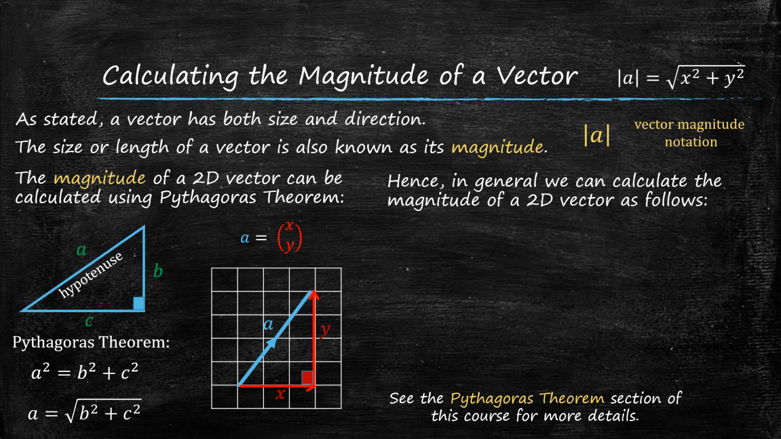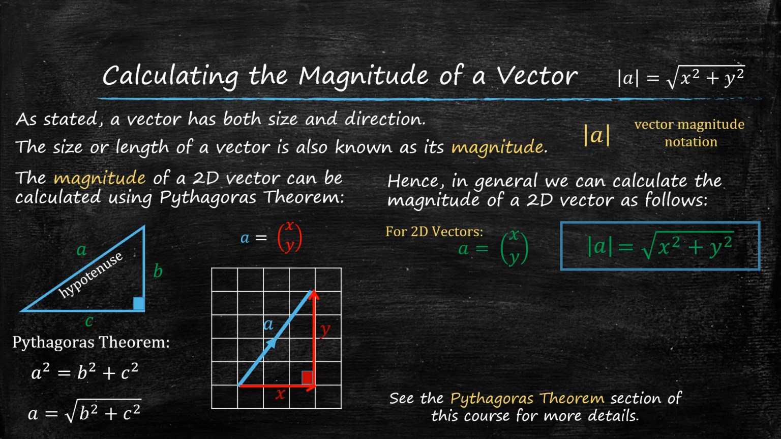So in general, we can calculate the magnitude of a 2D vector using Pythagoras theorem. For a 2D vector a with components x, y, the magnitude of a is equal to the square root of x squared plus y squared. As you can see, with Pythagoras theorem, a is equal to the square root of b squared plus c squared. So for vector a, the magnitude of vector a is equal to the square root of x squared plus y squared. Let's have a look at an example.